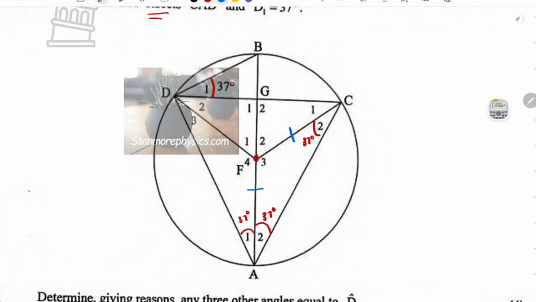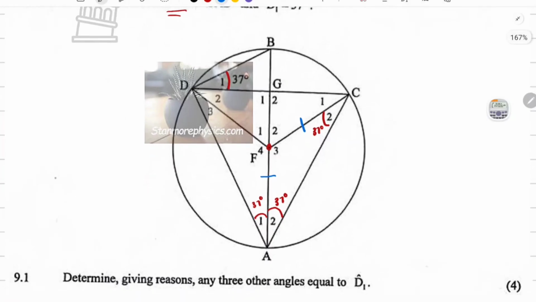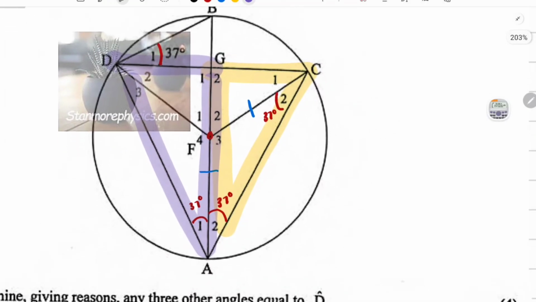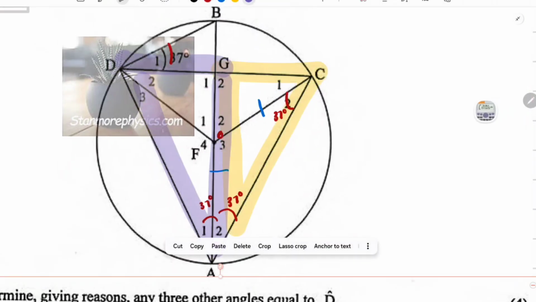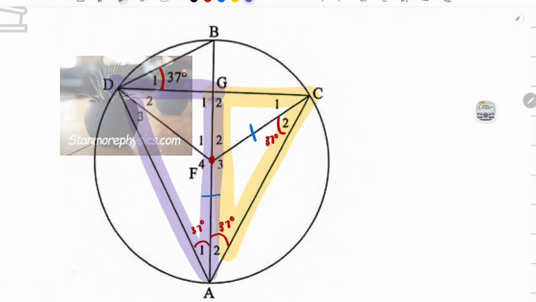So why don't we look at it from this angle? These 2 lines are each part of a triangle. GC is part of this triangle, and you can see DG is part of this triangle. What do you notice about these 2 triangles? Well, they both have 37 degrees. So I can already see that these 2 triangles are going to be congruent. We just have to prove it, so we have to prove that the 2 triangles are congruent.